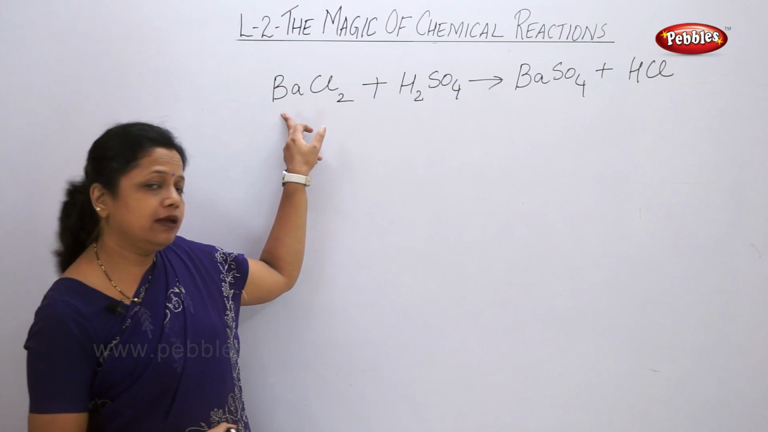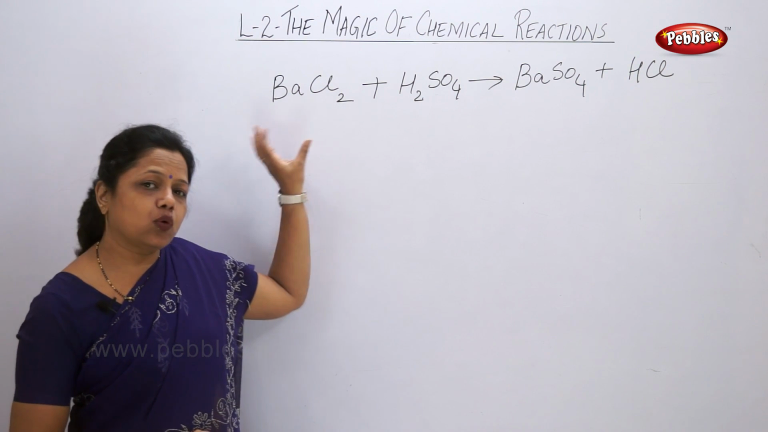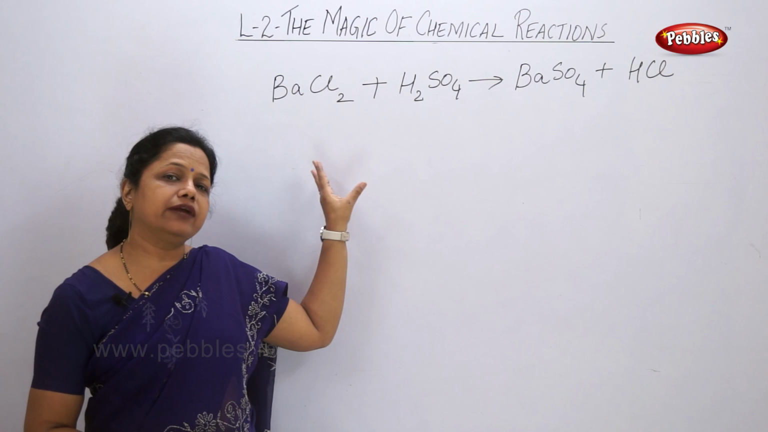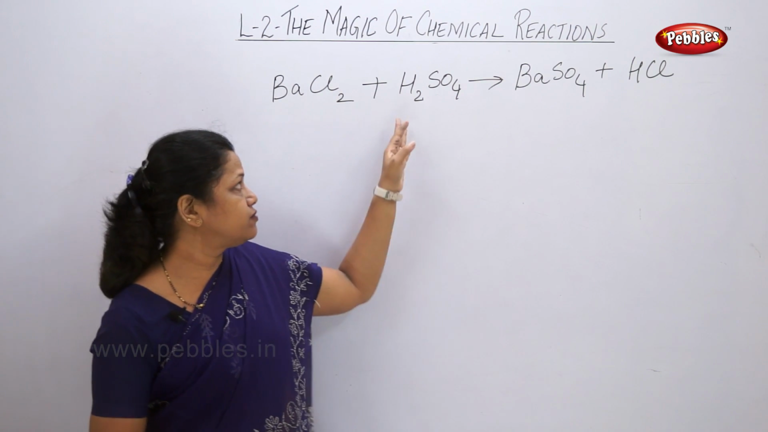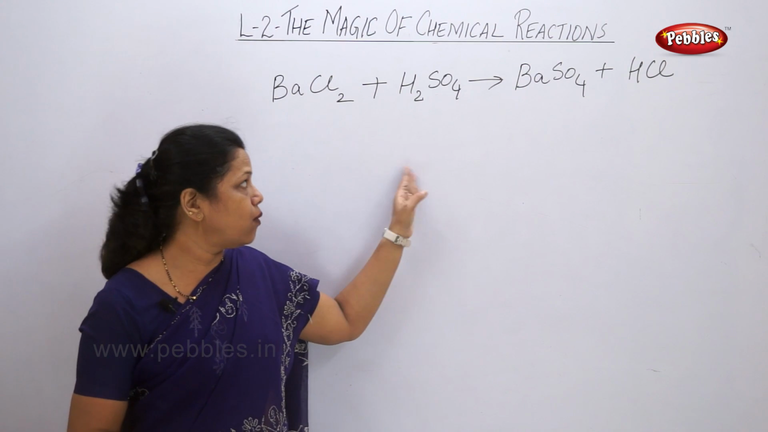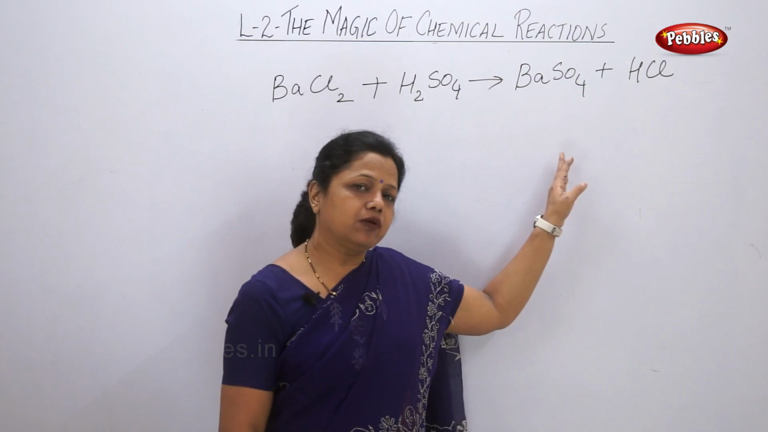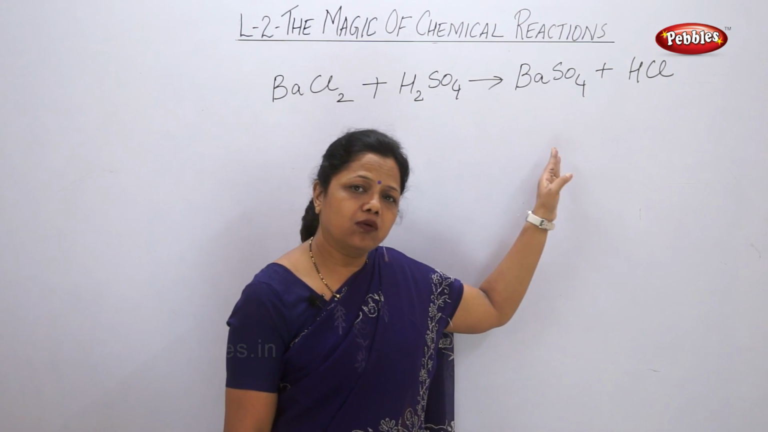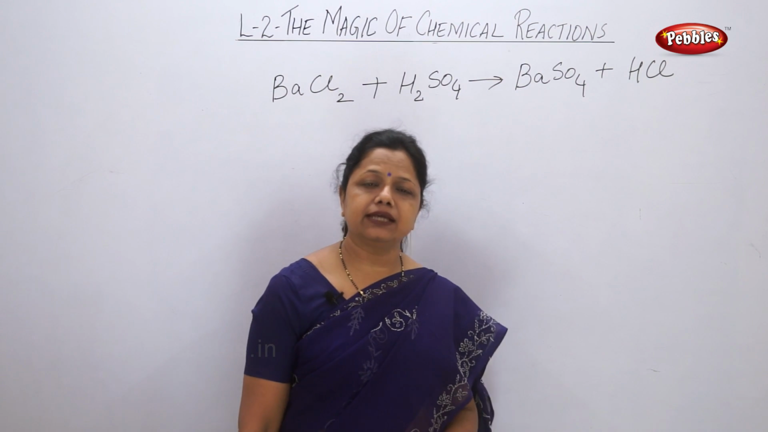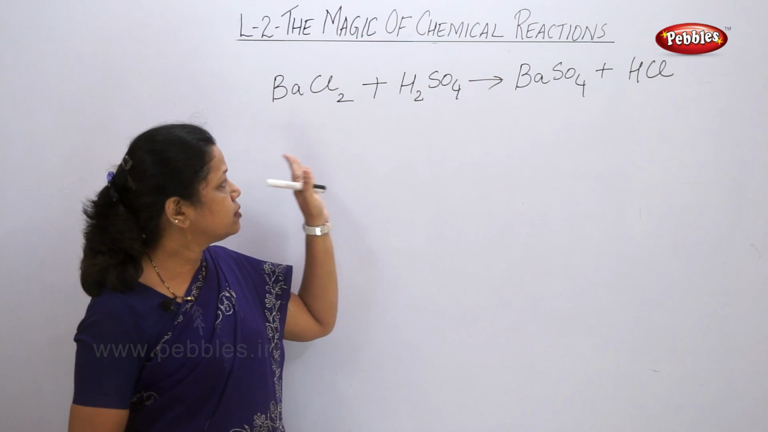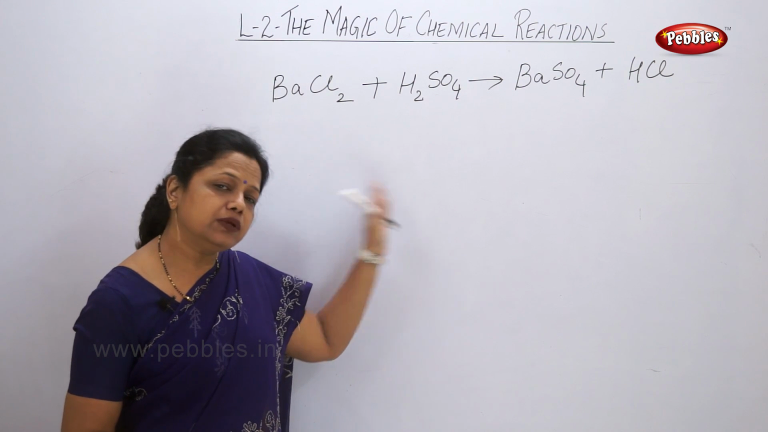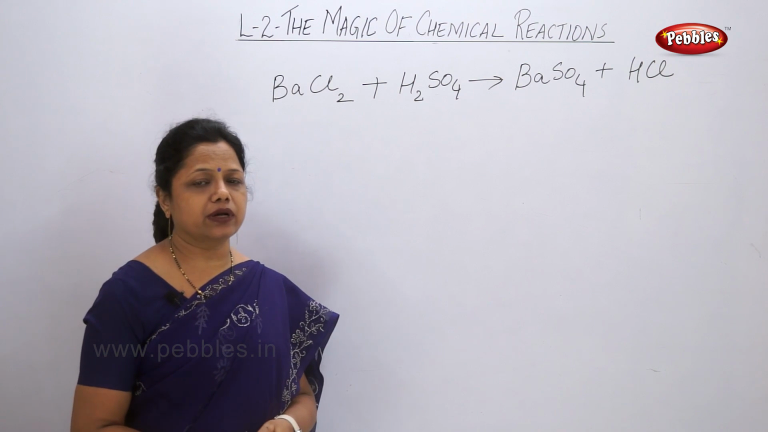Barium, Ba, chloride, Cl2. Total, barium chloride formula is BaCl2. Sulfuric acid formula H2SO4. Barium sulfate formula BaSO4, and hydrochloric acid is HCl. Now these are the symbols which we are using, or the formulas of the reactants and products.